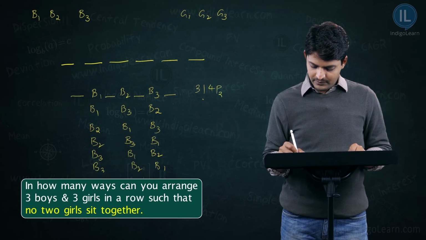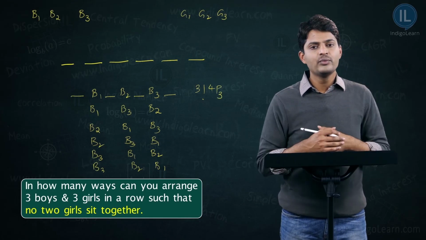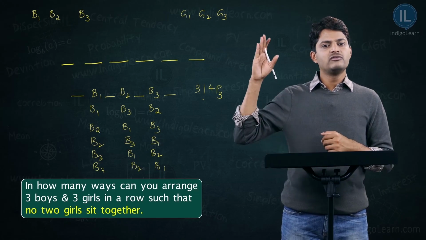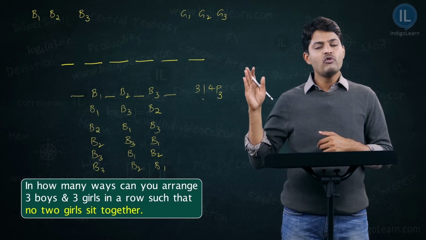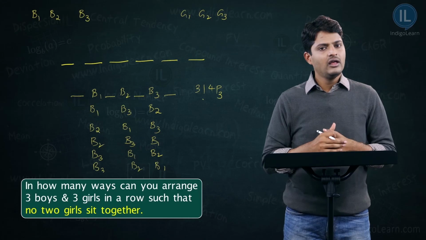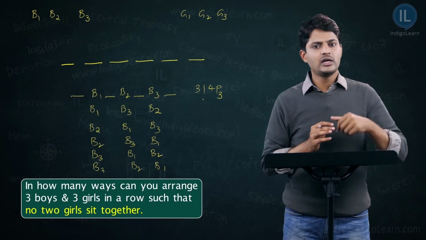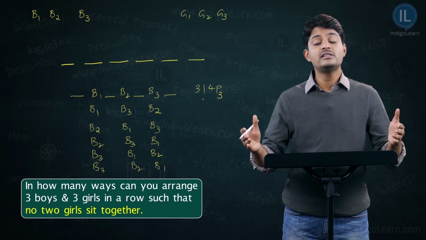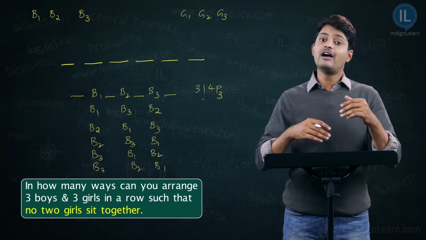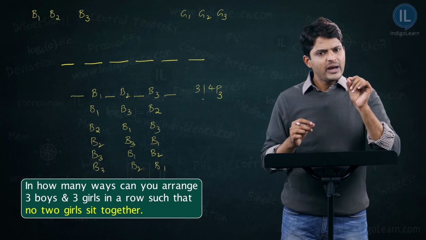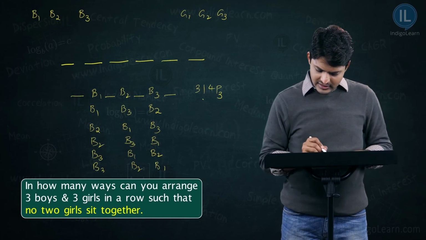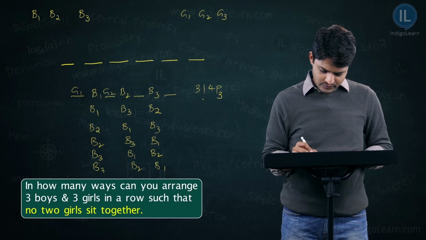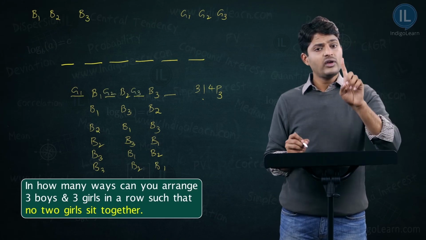4P3. You ask me what is 4P3? If you calculate the value of 4P3, which is 4 factorial by (4 minus 3) factorial, which is 4 factorial by 1 factorial, you will get 24 different ways in which girls can be arranged after you arrange boys. Now you might be wondering, let me put G1, G2, G3.